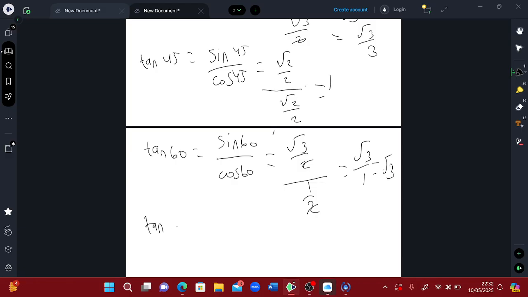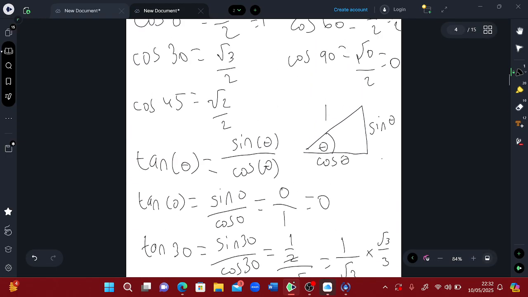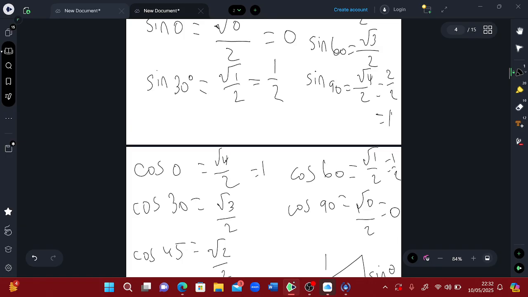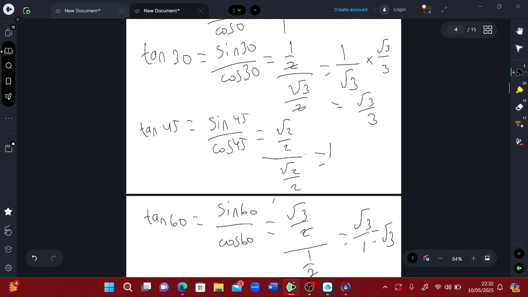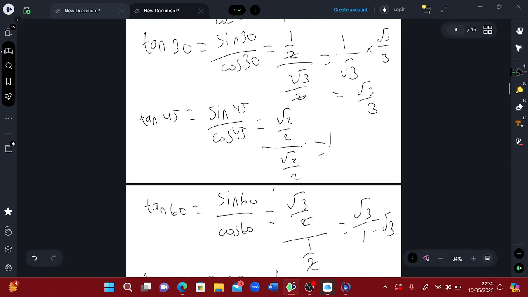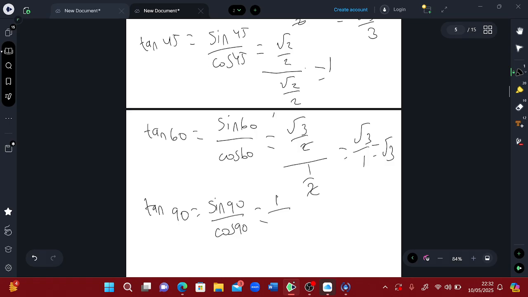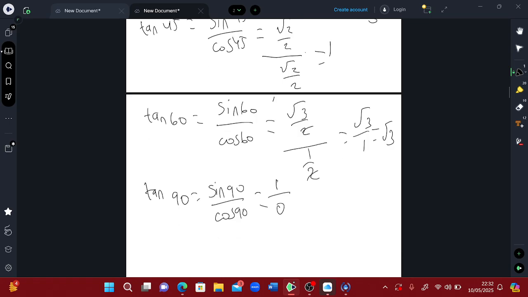And then tan 90 is sine 90 over cos 90. Sine 90 is 1 here, which we've shown. And now cos 90 is 0. And we're in a bit of trouble here. We're dividing by 0, so therefore it is undefined.